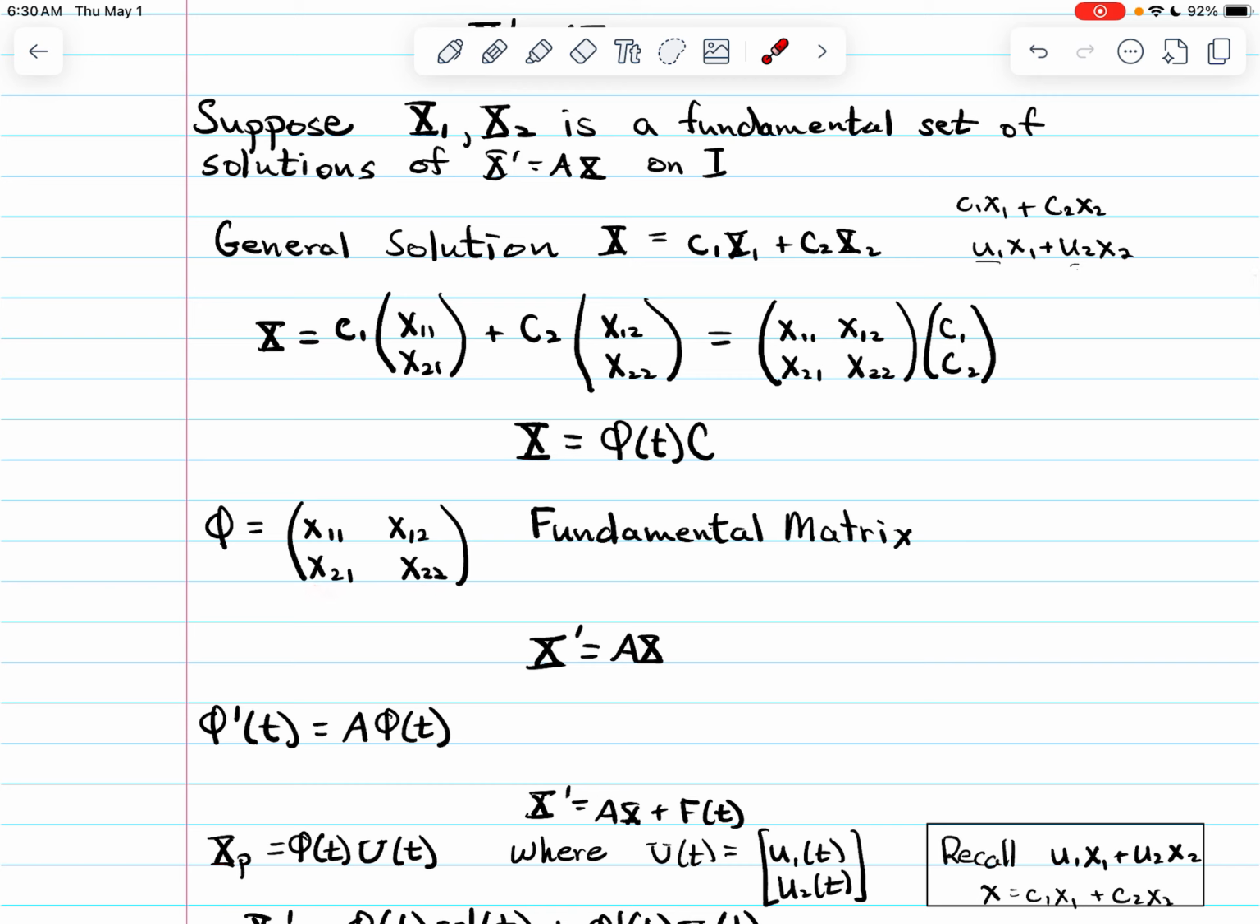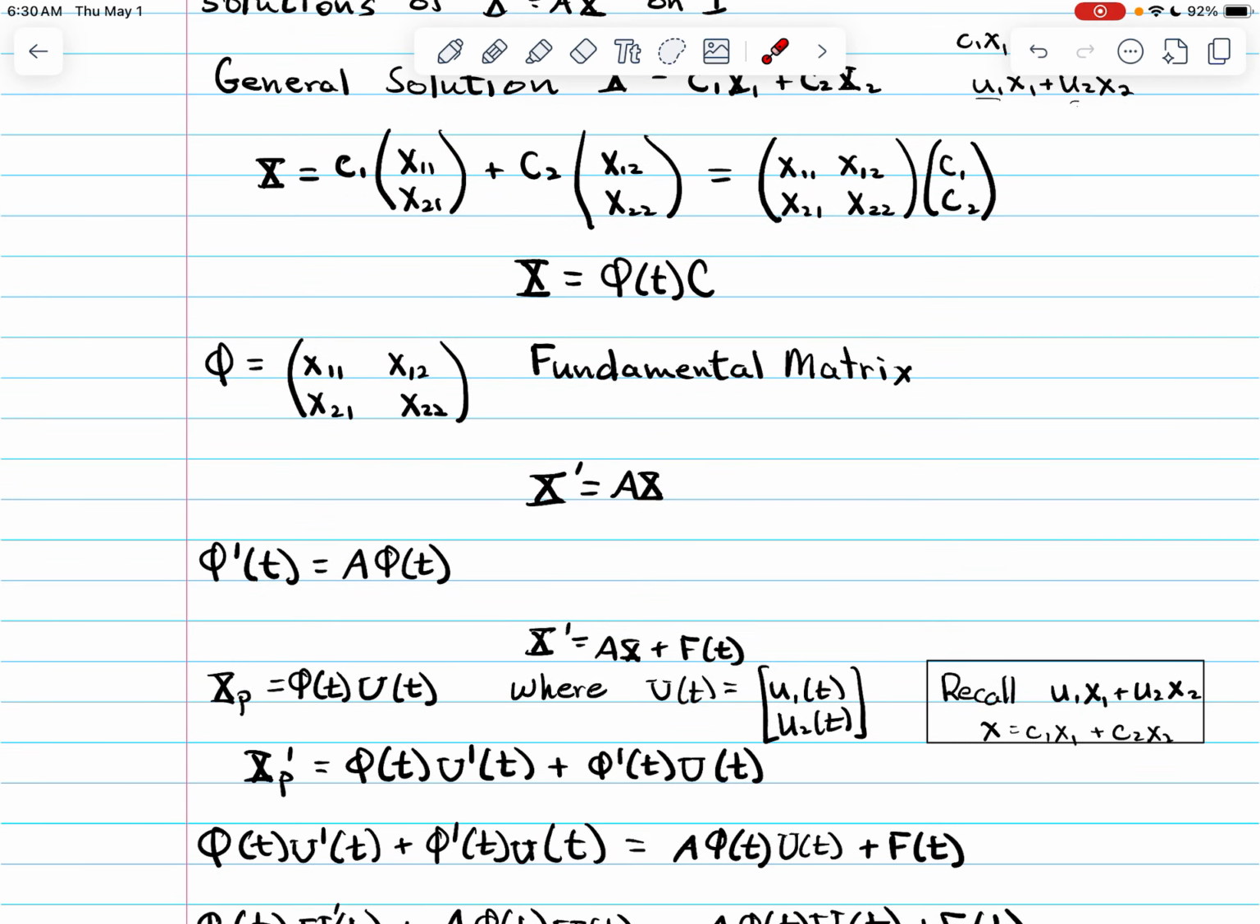and let's go back and take the derivative and plug it in. Let's just plug it in this right here. So in other words, I've got phi prime of t equals A phi of t. Okay, so let's just plug into that.